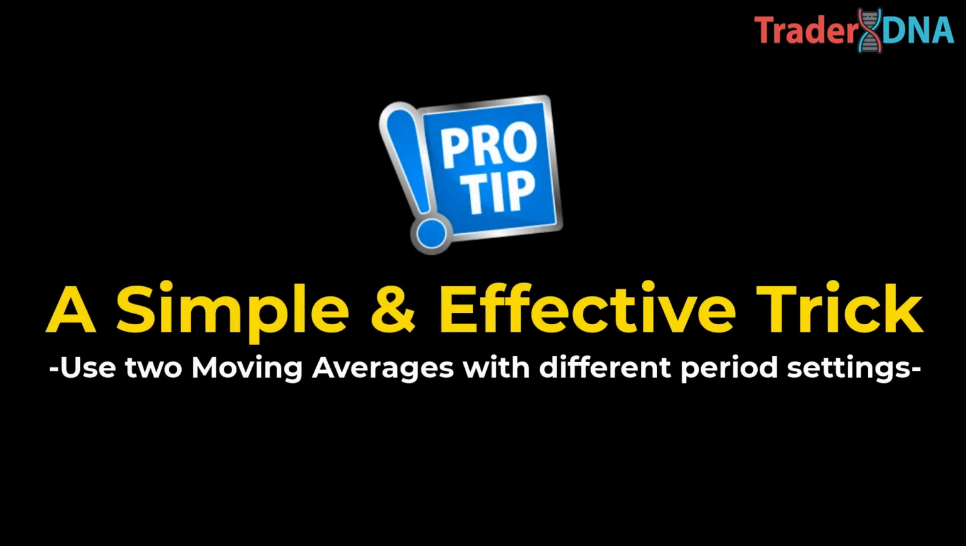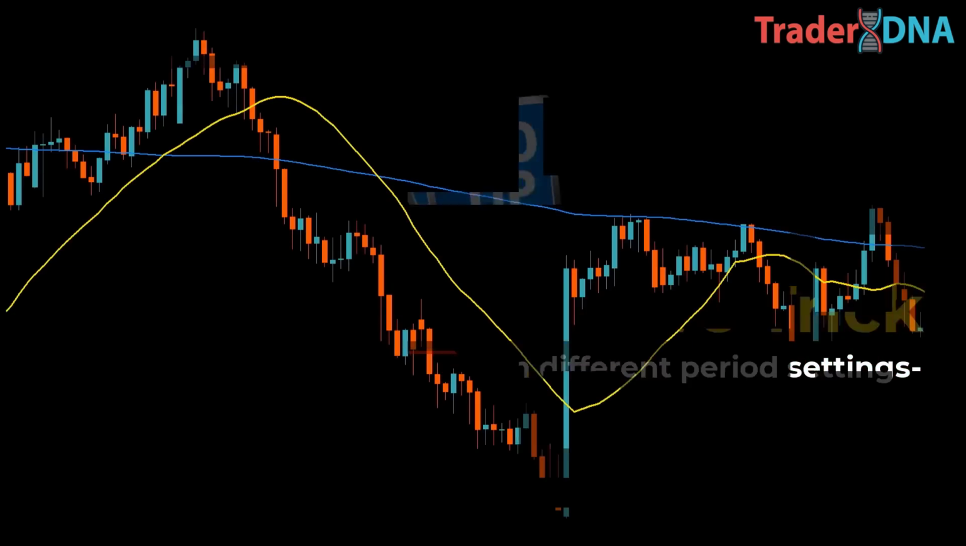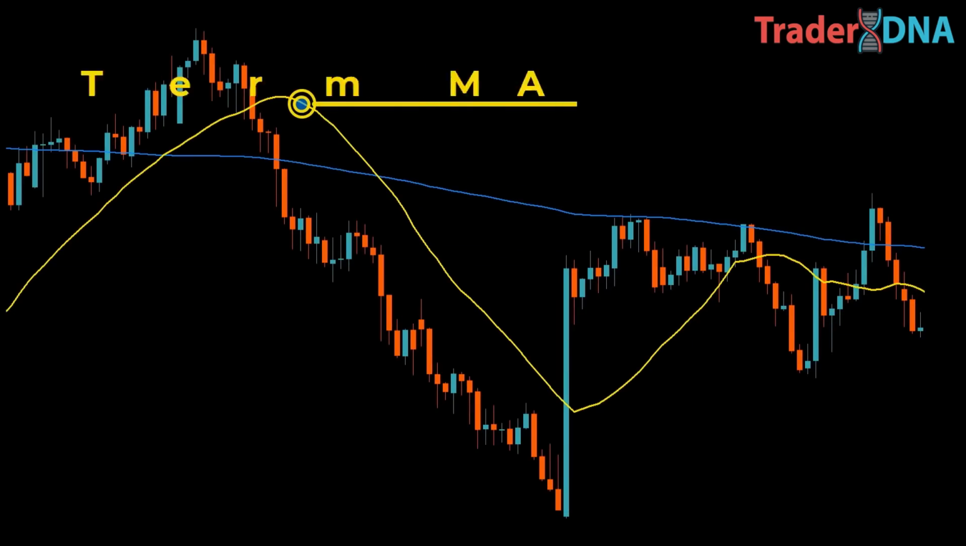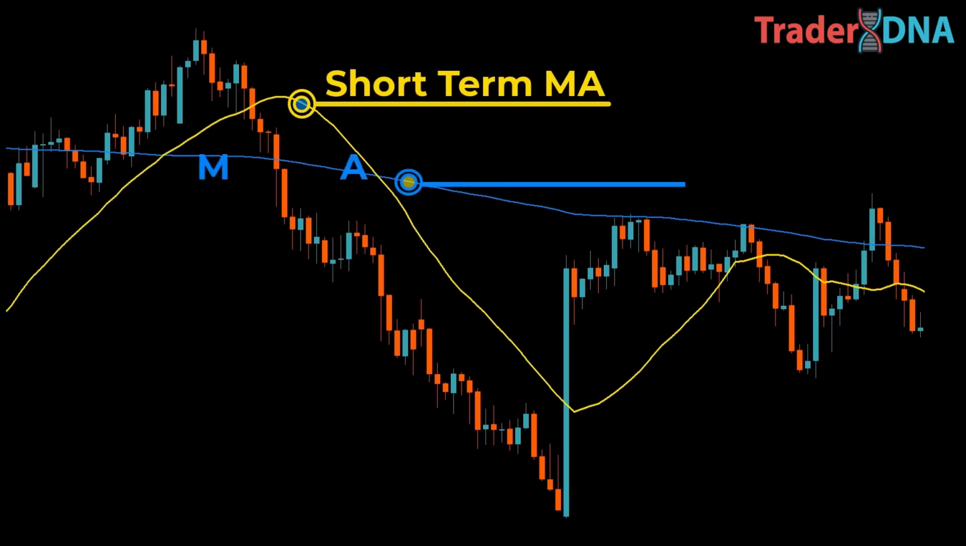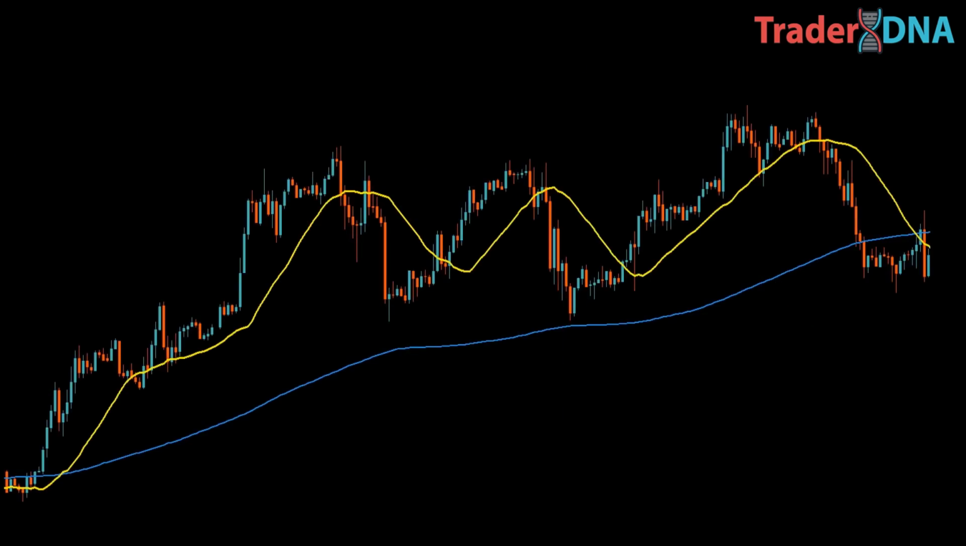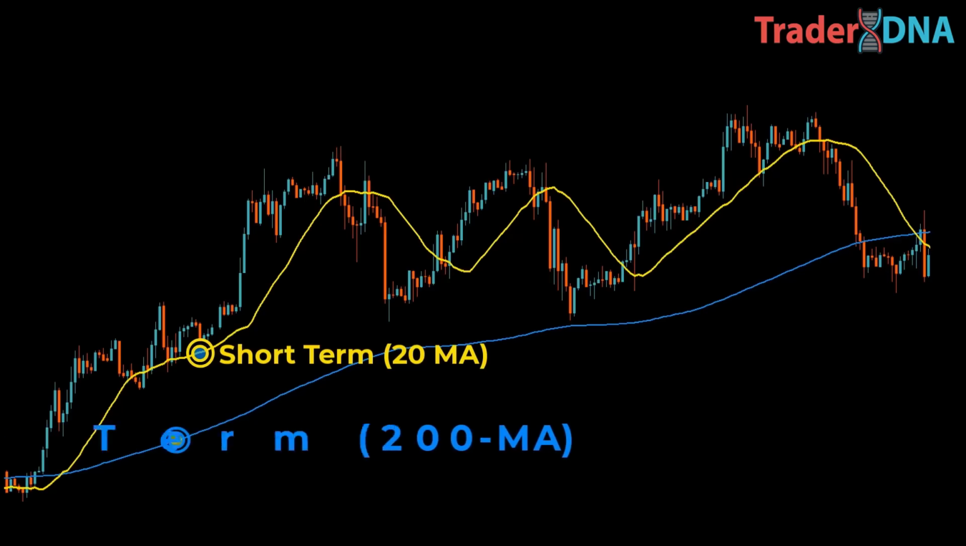A simple and effective trick for improving your analysis is to use 2 moving averages with different period settings. This way, you can get a clearer picture of both the short-term and long-term trends in the market. Here's a simple example to illustrate this. On this chart, we have 2 moving averages. The yellow line represents the 20-period moving average, while the blue line represents the 200 period moving average.